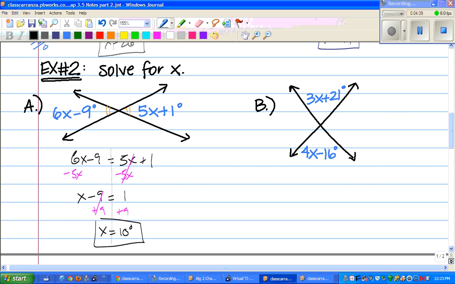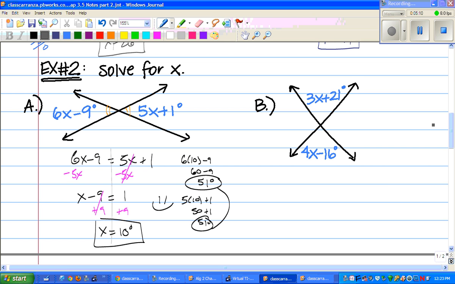Okay? Now, what were those two angles? I don't know. Well, let's find out. 6 times 10 minus 9, that's 60 minus 9, and that's 51 degrees. So we should get 51 on the other side too. 5 times 10 plus 1, 50 plus 1, 51. Good job, we did the problem right.